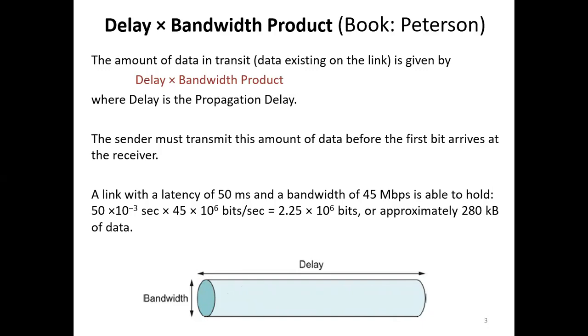The first drop of water will arrive at the other end only after this much water has already been put at the sending end, right? You fill up the whole pipe and then you start getting the first drop at the other end. So you see that I've written here that the sender must transmit this amount of data before the first bit arrives at the receiver. And a quick example, just for clarification: the latency is 50 milliseconds.